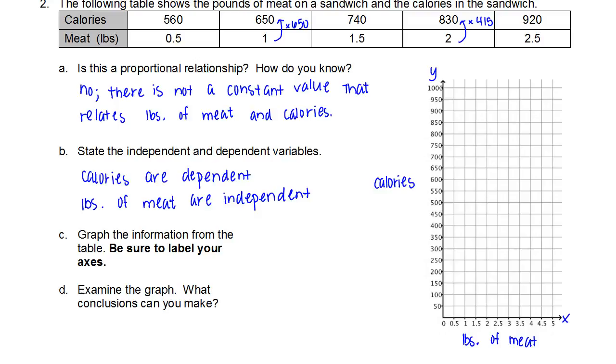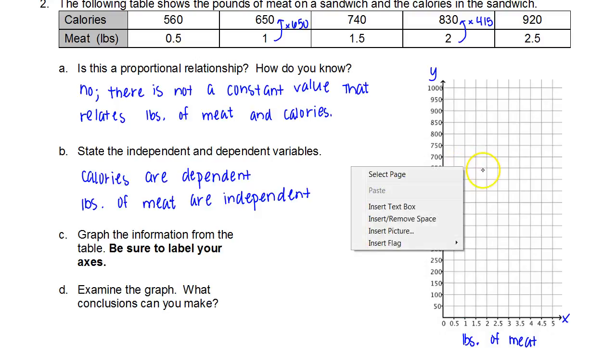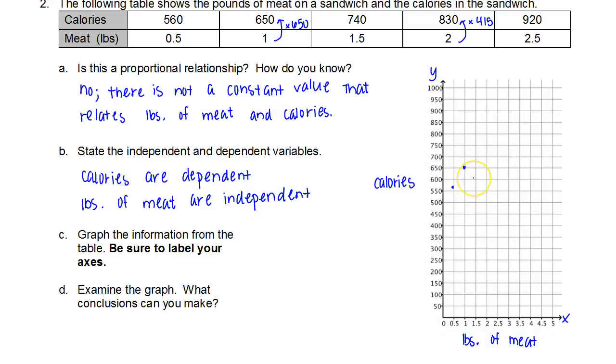Now, from the table, half a pound of meat has 560 calories. So from the origin, I'm going to go over to 0.5, half a pound of meat, and then up to 560, just a little beyond 550. Next, 1 pound of meat has 650 calories, so right 1 and then up to 650. 1.5 pounds of meat, so we'll go right to 1.5. We'll have 740 calories, so we'll put that point just below 750.